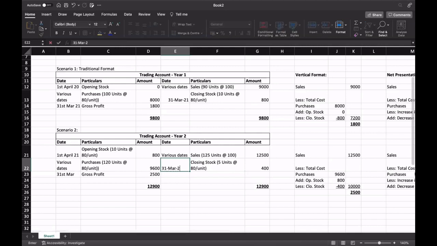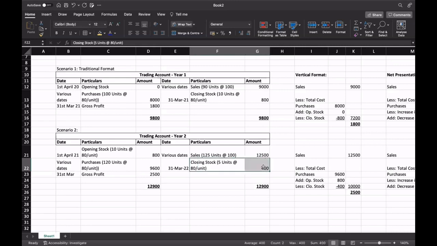So here I'm going to do this calculation as at the year end, that is on 31st March 22. I'm doing this calculation, closing stock 5 units at the rate of 80 per unit, and that works out to 400. So by taking it on the credit side, what I'm doing, I'm actually deducting that from here. So from 130 I have deducted 5. It means I have 125 units on the debit side. I have sale of 125 units on the credit side. So now it becomes per se comparable. And then if I arrive at the profit, it will be the fair profit, and it works out to 2500.